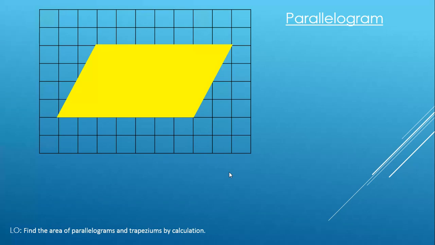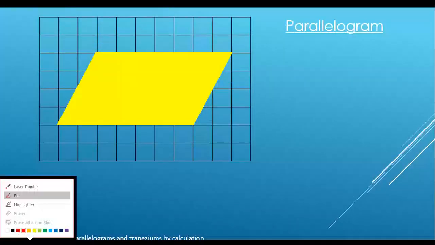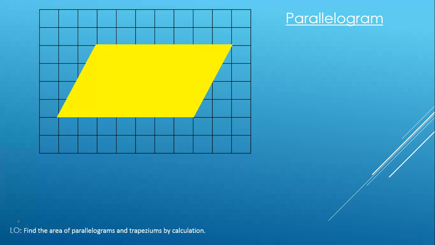Now, to work out the area of a parallelogram, I want to bring your attention back to the idea that we were talking about last time, where to work out the area of a shape, we have to do height times width, but we have to make sure that the height and the width are perpendicular to each other, so they meet at a right angle. Now, looking at this shape straight away, it's not easy to tell where this perpendicular height and width might be.